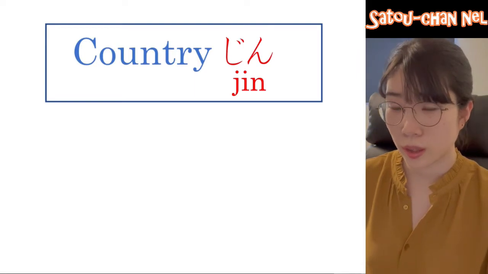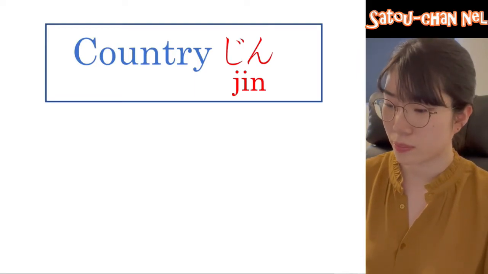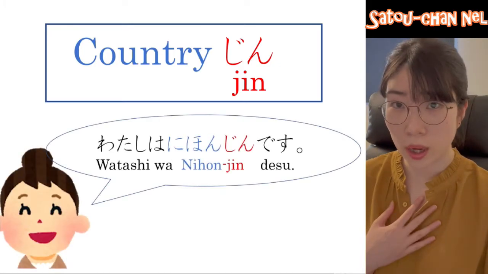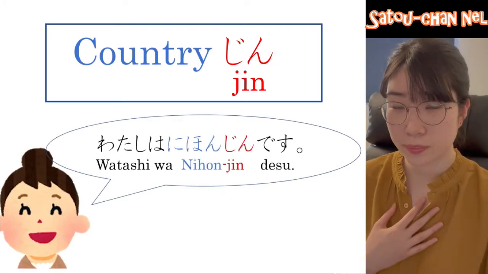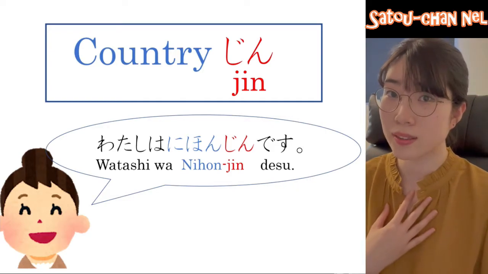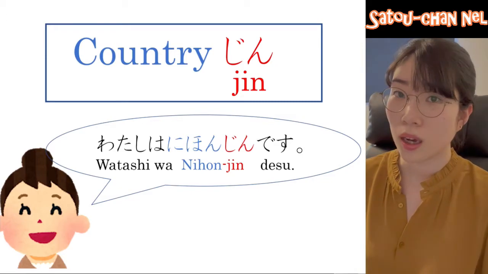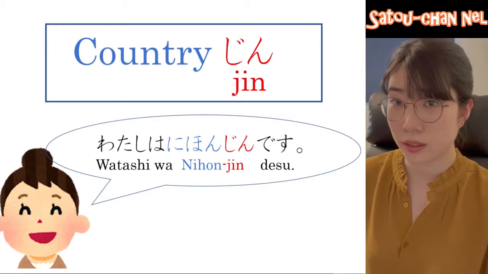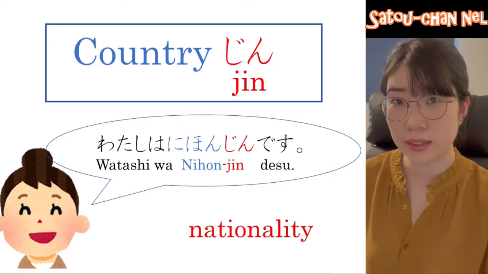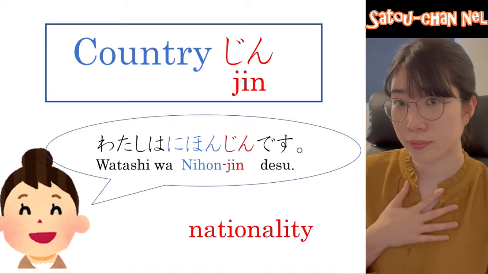Name of country plus gene. Example sentence is 私は日本人です。I am 日本人。日本 is Japan. 日本人 is Japanese person. Country plus gene describes nationality.